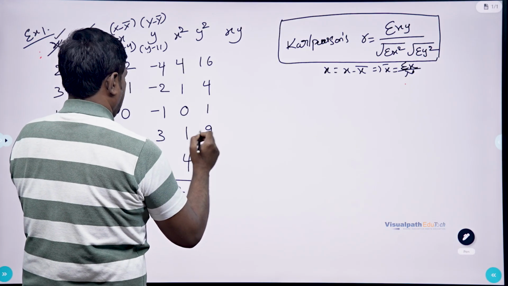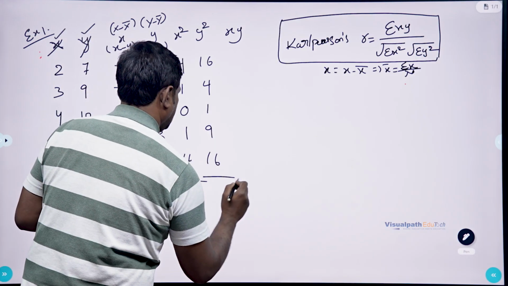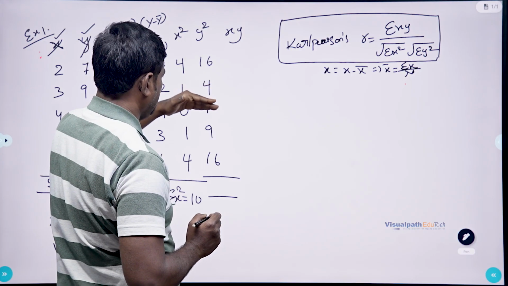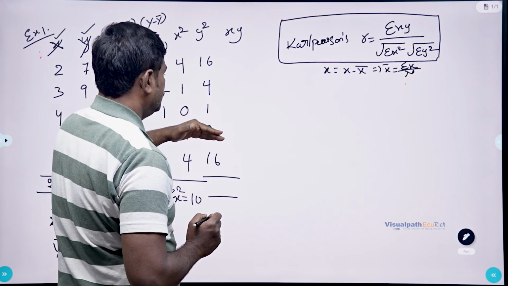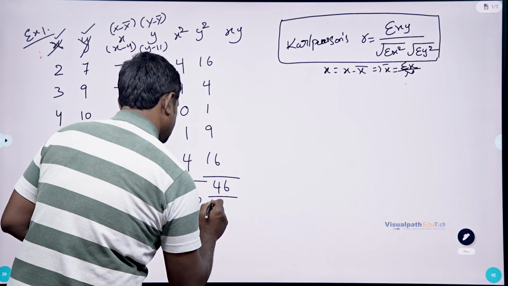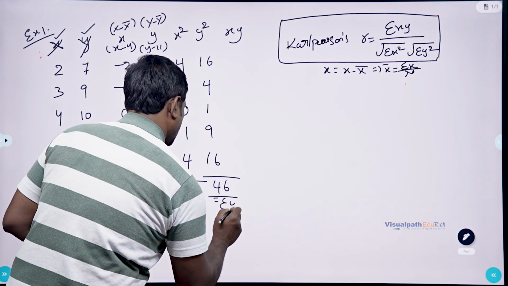3 into 3, 9. 4 into 4, 16. Here, how much is it? 16 plus 4, 20. 20 plus 1, 21 plus 9, 30 plus 16, 46. This is sigma y square.